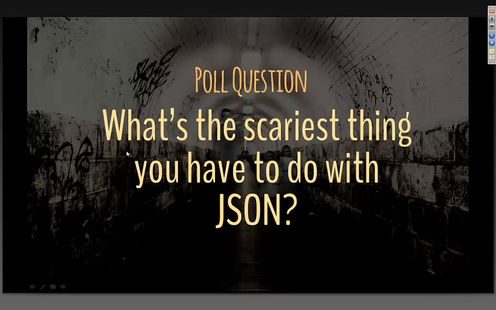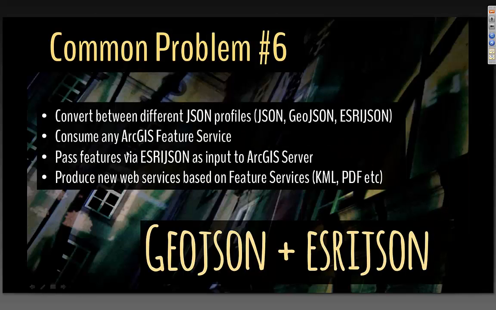So now we're on to problem number 6. GeoJSON and EsriJSON. So what are all these different? Of course there's JSON, which is just your bare bones JSON. And what GeoJSON did is they added sort of primitives, I guess you could call them, or common ways to work with spatial or geography, or geometry, within JSON. And then EsriJSON.